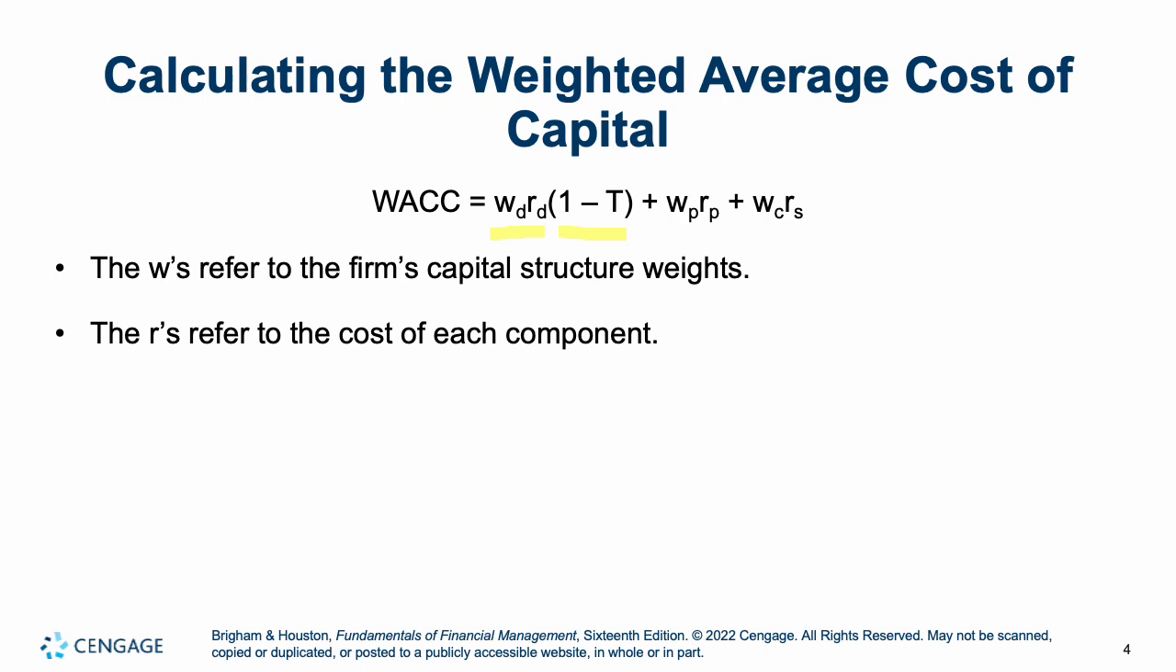And then weight of preferred times return on preferred, plus weight of common times return on our common stock. Now, what is that going to do? It gives us our weighted average cost of capital. The W's refer to the capital structure weights, so how much of our capital structure is debt or how much is common stock. Those are the weights. And the R's are the cost or the interest rate of each component.